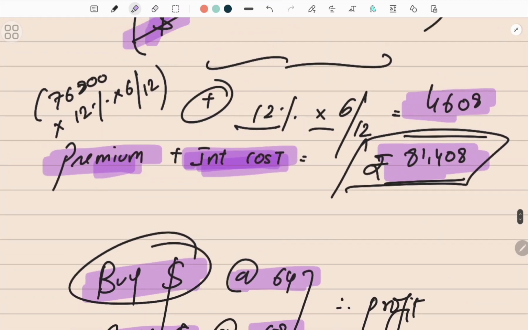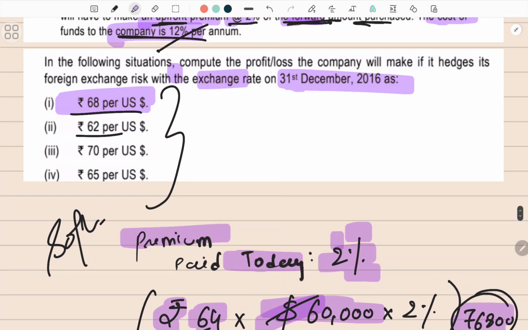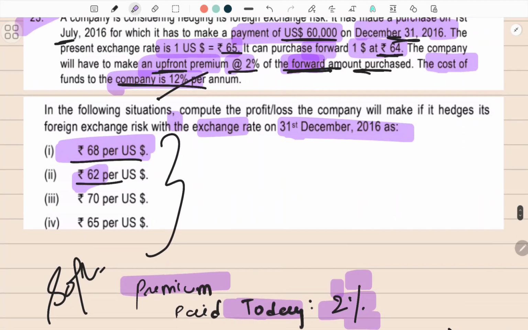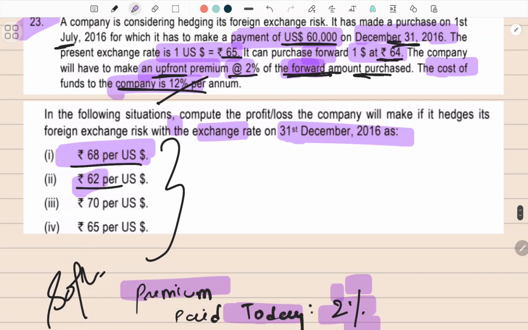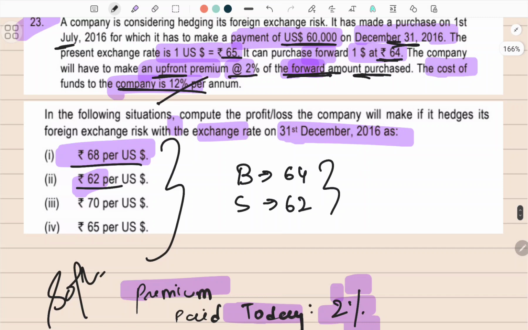Similarly, you will do this in all these scenarios. Now I'll do this orally. See, if the exchange rate turns out to be 62, then what will happen? Gain or loss? See, you bought a forward contract at 64. So buy at 64, and sell the opposite at 62. Clearly a loss. You are buying at a higher price and selling at a lower price. So there is a loss of 2 per dollar. Your exposure is $60,000. So 2 into 60,000, how much is it? 1,20,000. So 120,000 would be your total loss, in rupees.